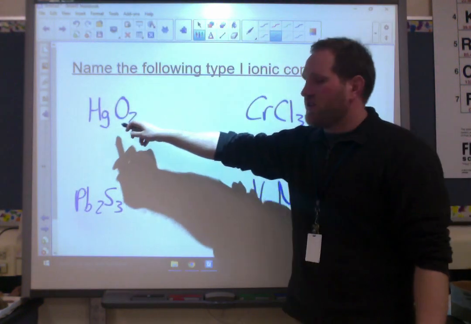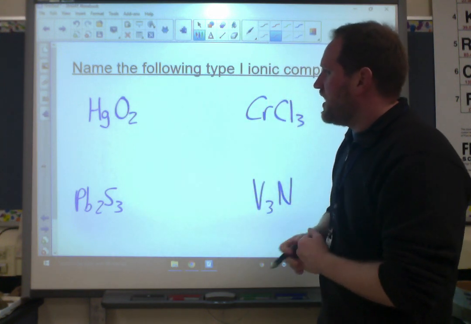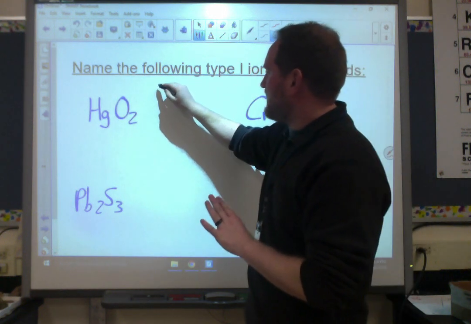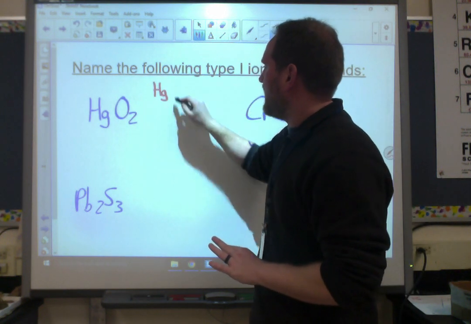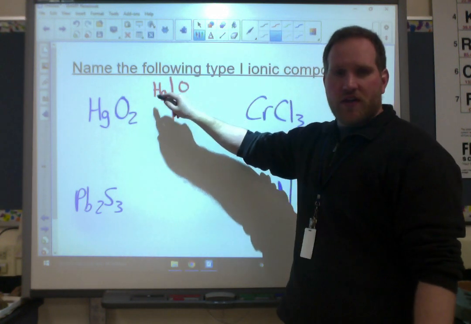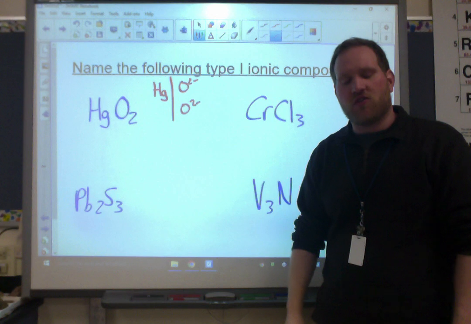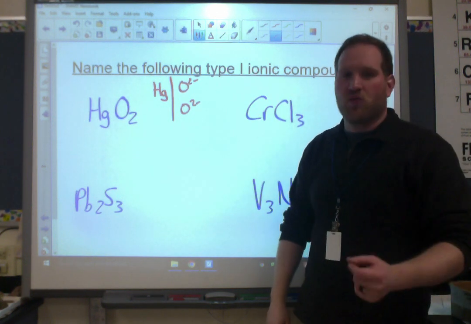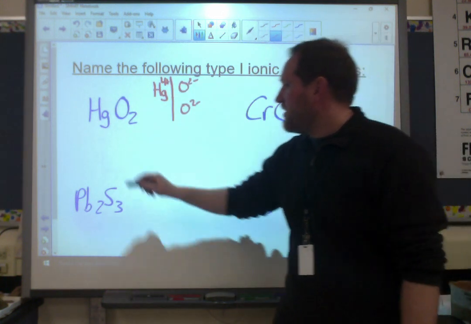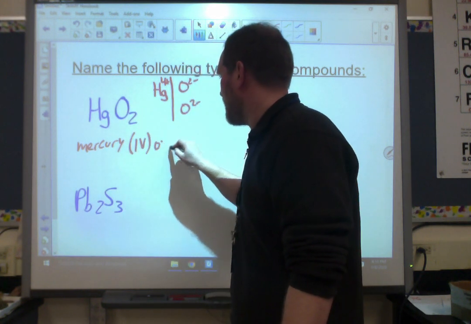So, first of all, I know that this is type 2 because mercury, Hg, is not one of those type 1 metals. It can have multiple charges. So we have to figure out what the charge on this particular mercury is. So I like to kind of break it down like this. I have a mercury on the positive side, and I have 2 oxygens on the negative side. Well, I don't know mercury, but I do know oxygen, and oxygen is always 2 minus. So what must that mercury's charge be to balance it out? Well, it must be 4 plus. So because that mercury must have a charge of 4 plus in order to be balanced, this is going to be mercury 4 oxide.